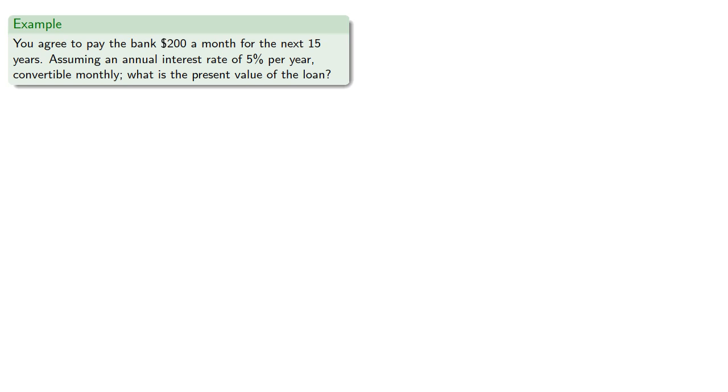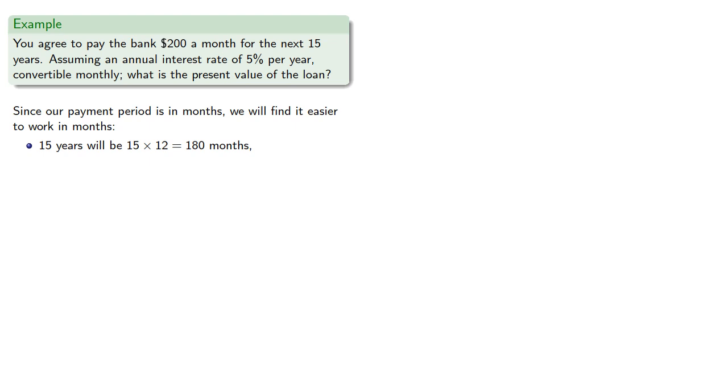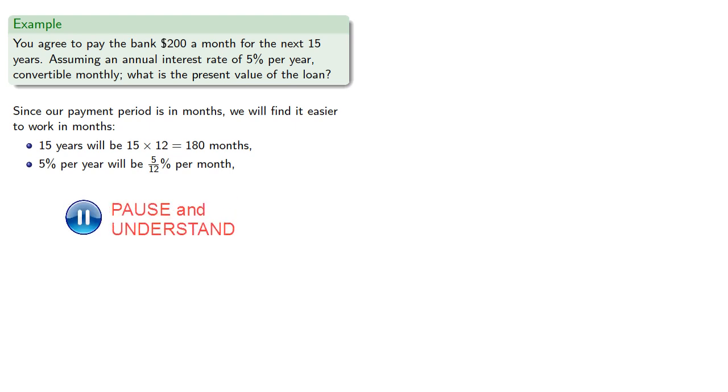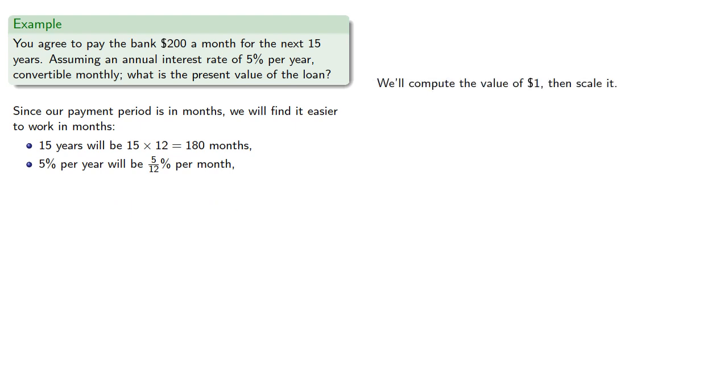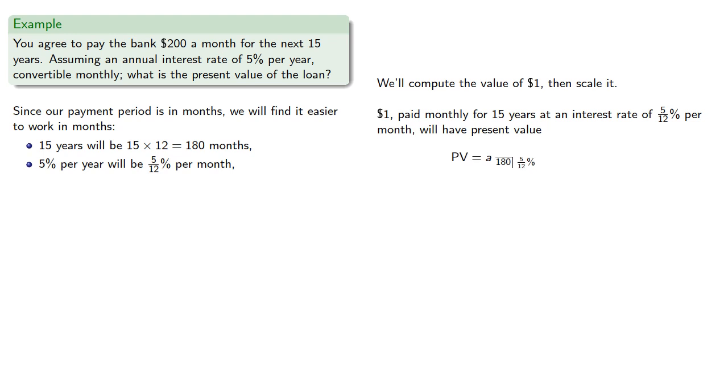Since the payment period is in months, we'll find it easier to work in months. So 15 years will be 15 by 12, 180 months, and 5% per year will be 5/12% per month. We'll compute the value of a dollar, then scale it. So $1 paid monthly for 15 years at an interest rate of 5/12% per month will have present value a angle 180, 5/12%, or the sum v^1 through v^180. Our discount function, based on this interest rate of 5/12%, will be the powers of v.